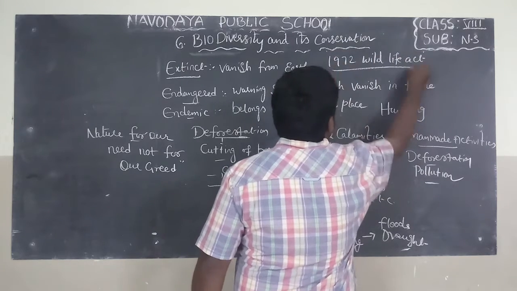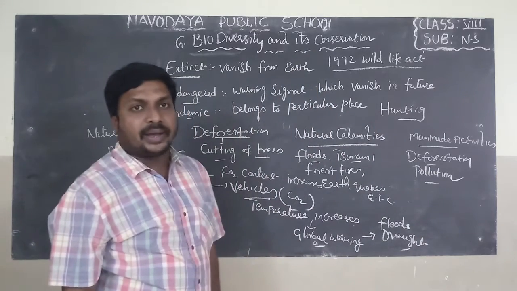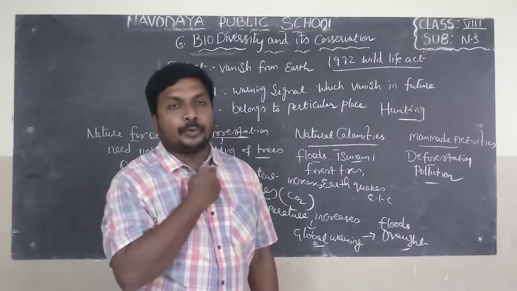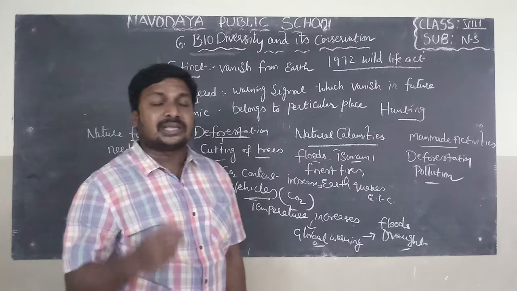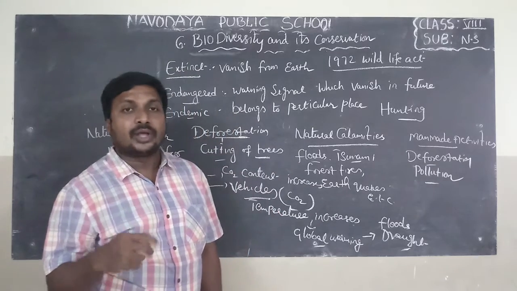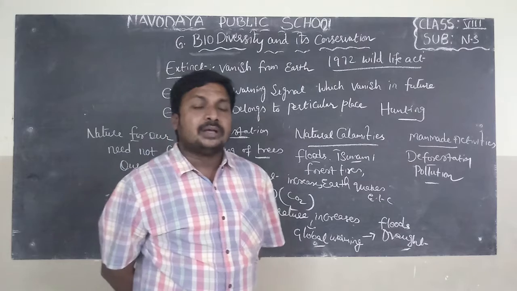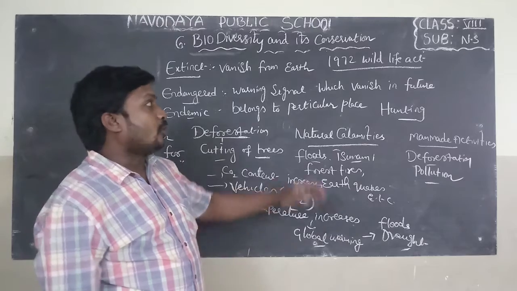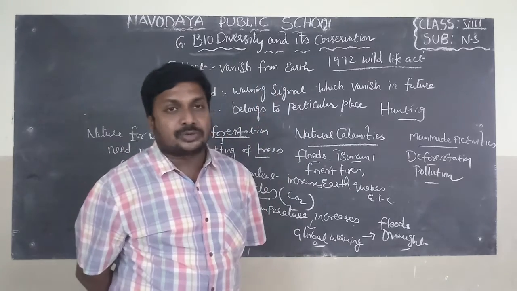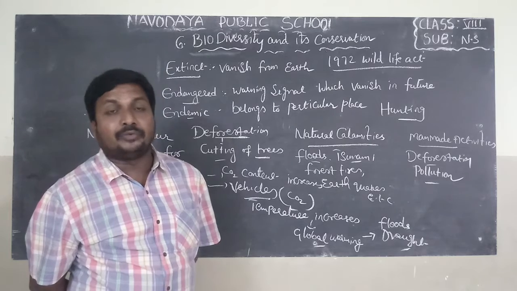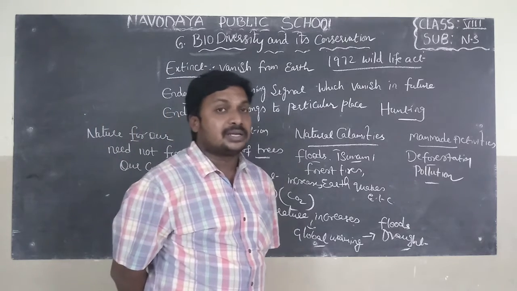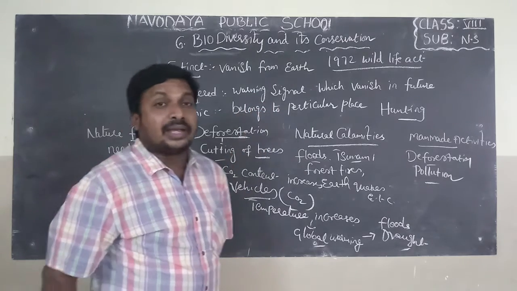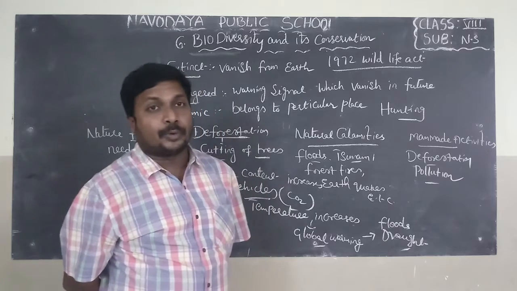This act was implemented by the Government of India in the year 1972. According to this act, hunting will be prohibited, deforestation will be prohibited, and selling of forest goods will be taken up by government agencies. If you observe, in olden days, selling of forest goods was taken up by private agencies. But nowadays, due to this act, selling of forest goods like sandalwood, red sandalwood, ivory, and skin of animals is taken up by the government. So, according to the Wildlife Act, hunting will be prohibited, and deforestation also will be prohibited.